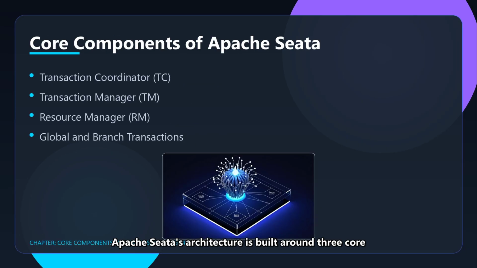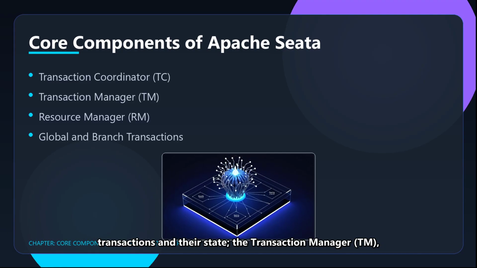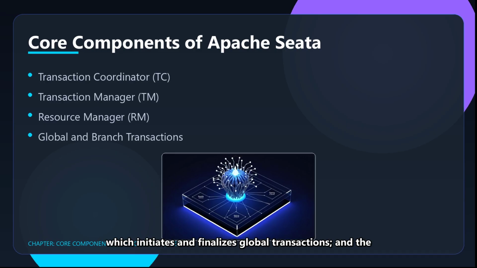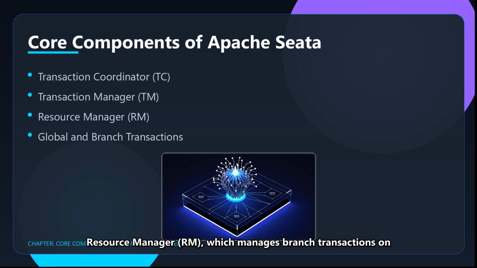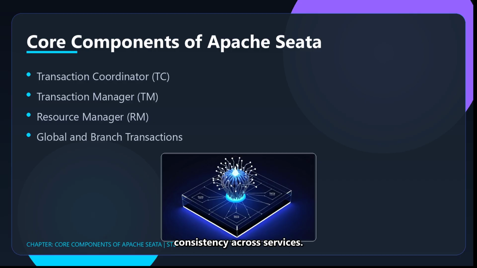Apache Seata's architecture is built around three core components: the Transaction Coordinator (TC), which manages global transactions and their state; the Transaction Manager (TM), which initiates and finalizes global transactions; and the Resource Manager (RM), which manages branch transactions on individual resources like databases. Together, they ensure transactional consistency across services.